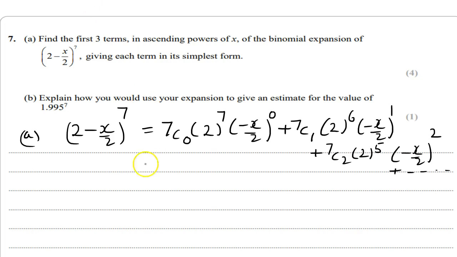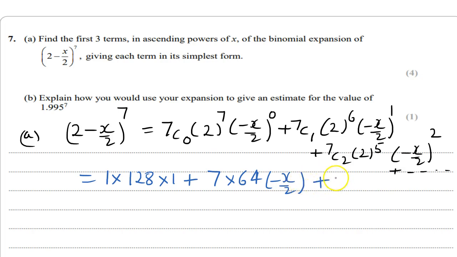If we simplify, 7C0 becomes 1, 2 to the power 7 becomes 128, and any number with power 0 is 1. Now 7C1 becomes 7, 2 to the power 6 becomes 64, and it is minus x by 2. So let's write down here minus x/2. Now 7C2 becomes 21, and 2 to the power 5 becomes 32, and it is x² over 4, and so on. So if you simplify, we get 128.